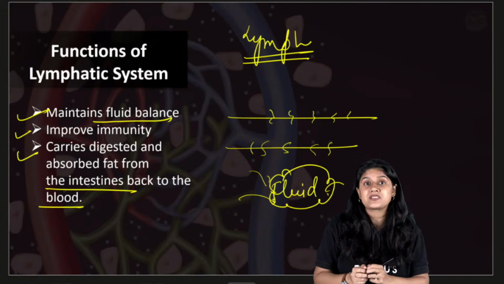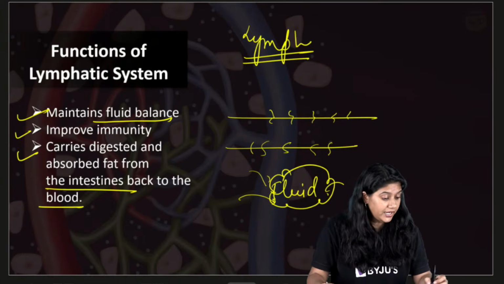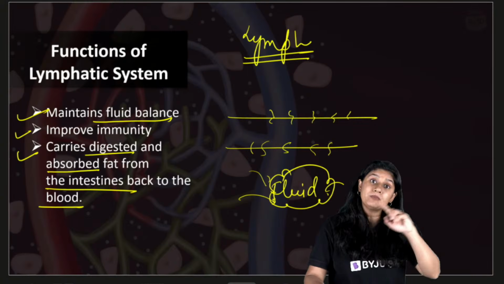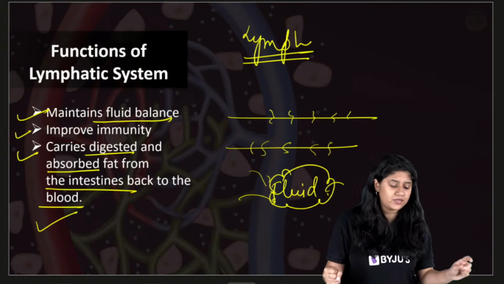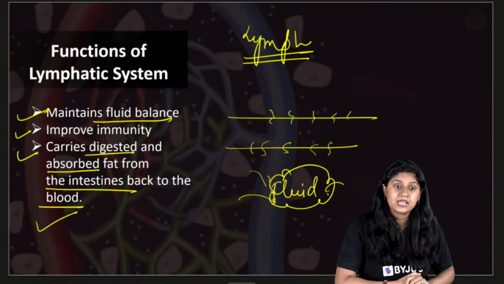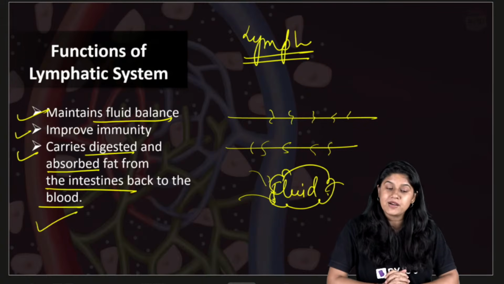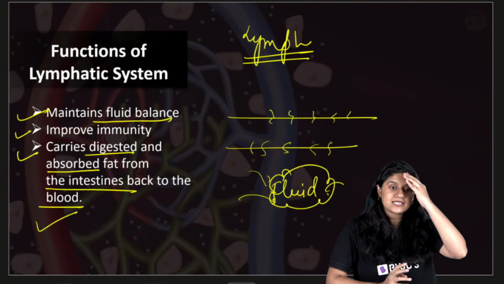Now, this plays a very important role in maintaining the fluid balance in the body, helps in carrying the digestive and absorbed fat from the intestine back to the blood, and plays a very important role in the immunity also. So that's all about the lymphatic system. Clear, all of you? Yes.